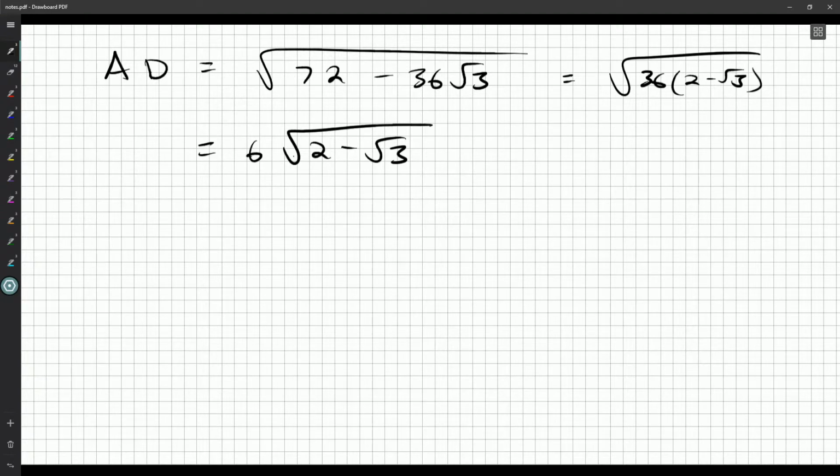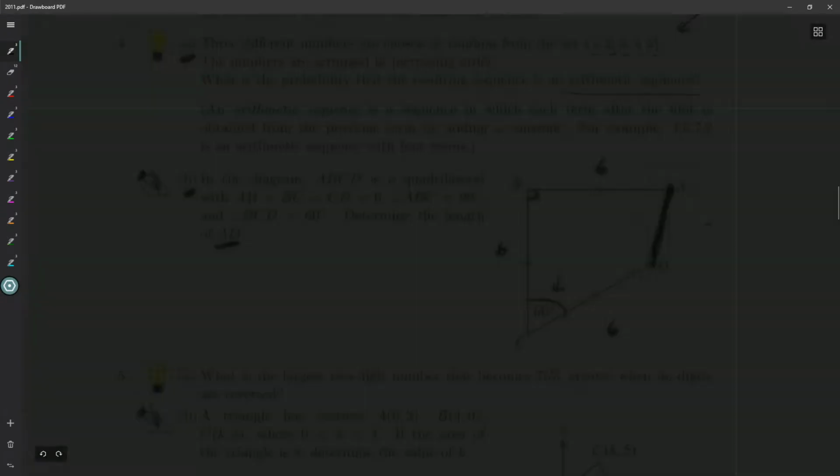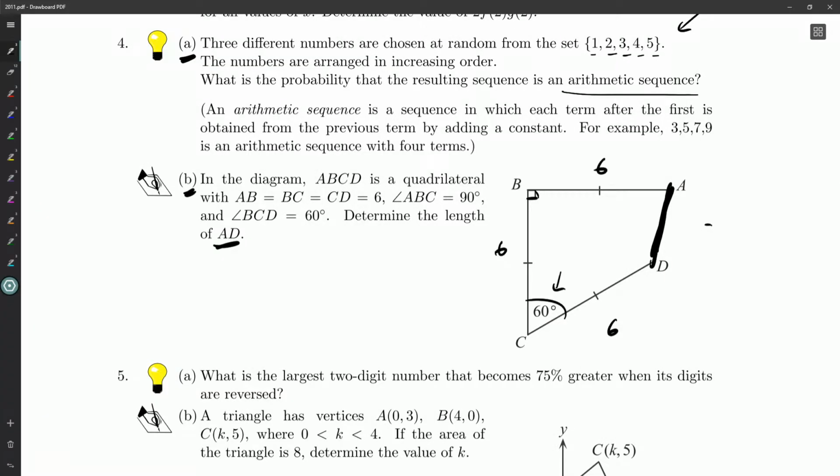Oh, that's a shame, because I think I'm going to have to leave my answer like this, 6 square root of 2 minus root 3. Now, you want to leave your answers as exact as possible. I'm sort of upset that there isn't a nice expression for that. At least not one that I can see. Anyway.